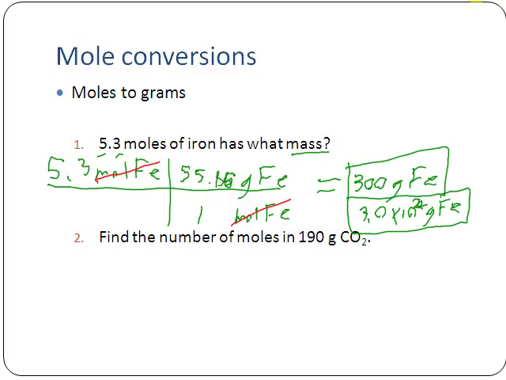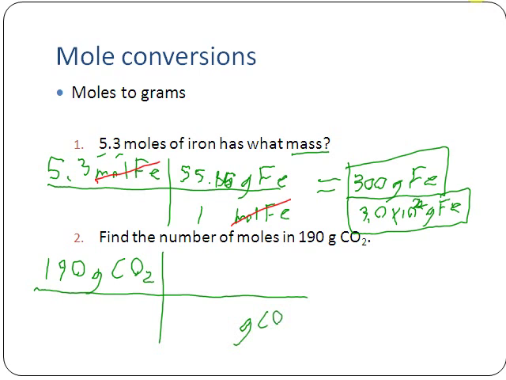Now let's do the opposite. Find the number of moles in 190 grams of CO2, carbon dioxide. So in this case, we start off with 190 grams of CO2, just like that. So we're going to set this up. We want to get rid of grams CO2. We want to cancel it so it gets on the bottom. We're looking for moles. So we have mole CO2 on top.